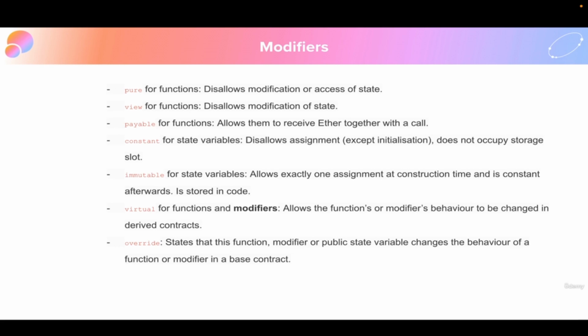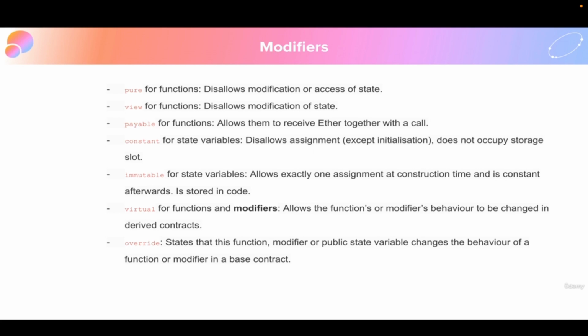Use immutable instead of constant when you need to pass in the value at deployment time and you don't know it in advance. Virtual and override are a class of function modifiers. Virtual allows the function or modifier's behavior to be changed in derived contracts. Override states that this function, modifier, or state variable changes the behavior of a function or modifier in a base contract. Let's say you are building a contract based on the ERC20.sol contract in the OpenZeppelin library. You may override some functionality in that contract. Therefore, you would give your function the override keyword. Override functions always have the same name and function signature as the function they are overriding.